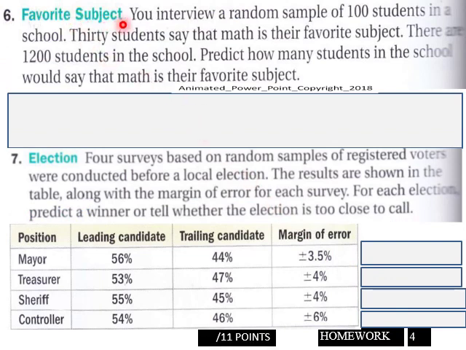Page 4, favorite subject. How many students in the school would say that math is their favorite subject? And then down here you have this table for number 7. For each election, predict a winner or tell whether the election is too close to call. Okay, and you got 11 points here for page 4.